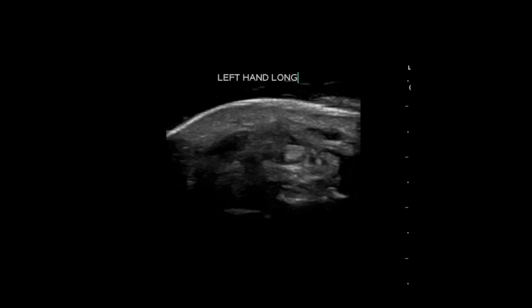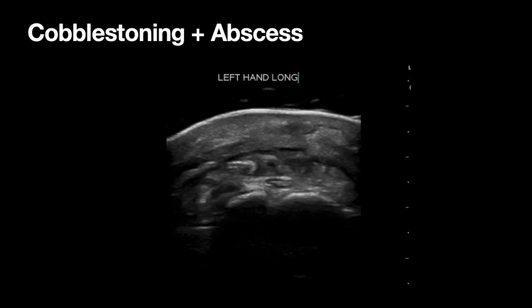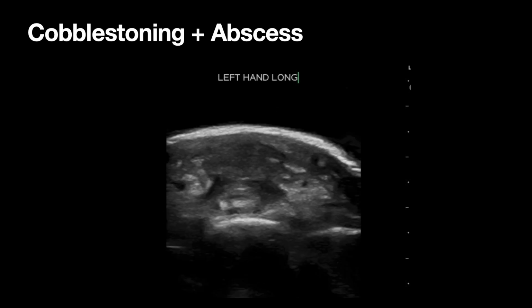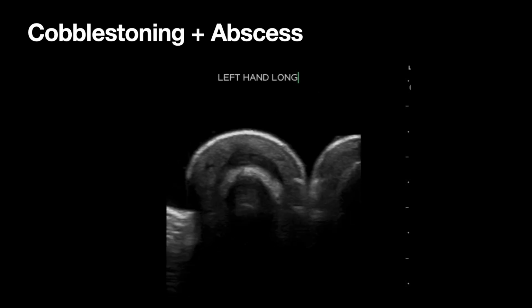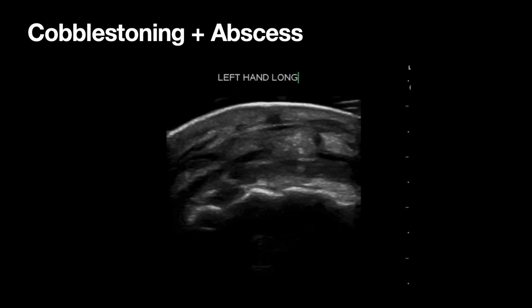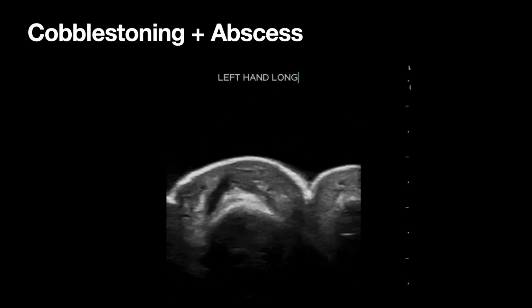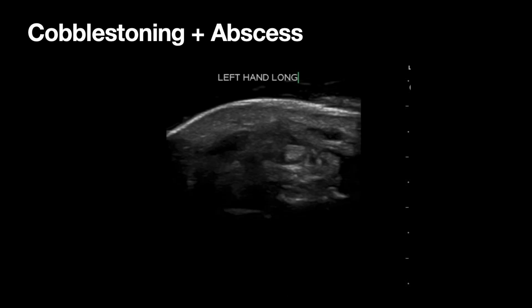Here is a standoff pad, allowing us to image the dorsum of a hand. In addition to cobblestoning, this has a noted fluid collection consistent for an abscess and more normal tissue. You can see here that we have distortion of architecture in that abscess right there, and then as we go further, much more normal digits.